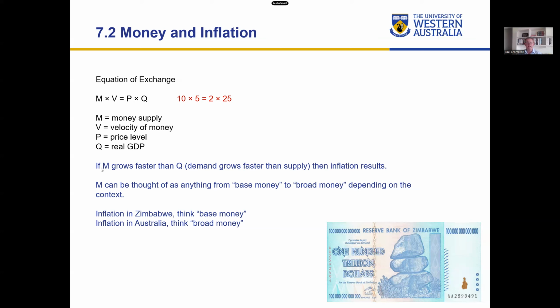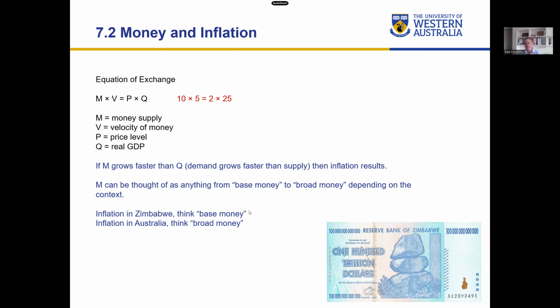So the idea then is if the money supply grows faster than the natural growth rate in real GDP, then the additional growth rate in the money supply beyond the growth rate in the level of real GDP will spill over to inflation. Now, you can think of M as being anything between base money and broad money, depending upon the context in interpreting this equation.